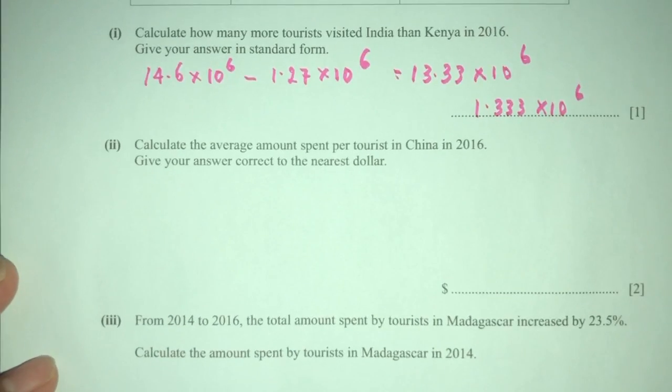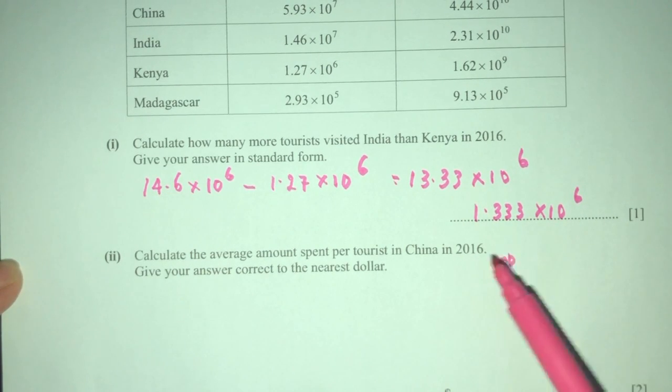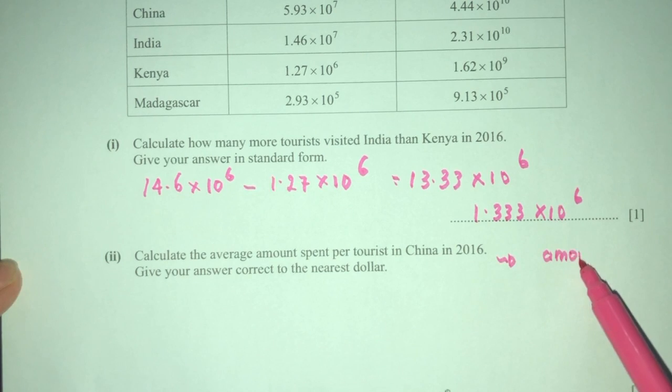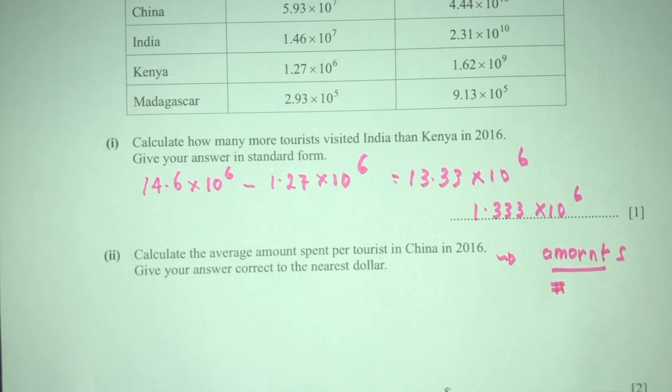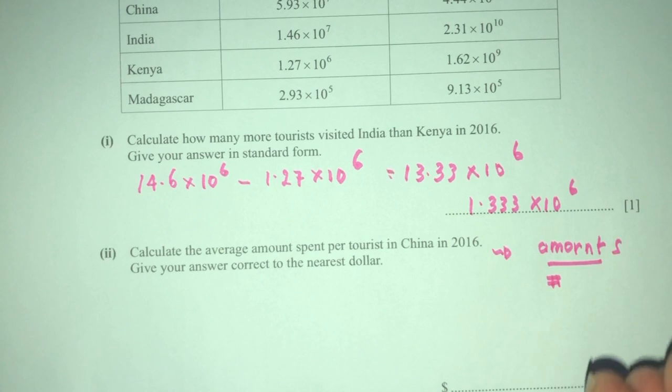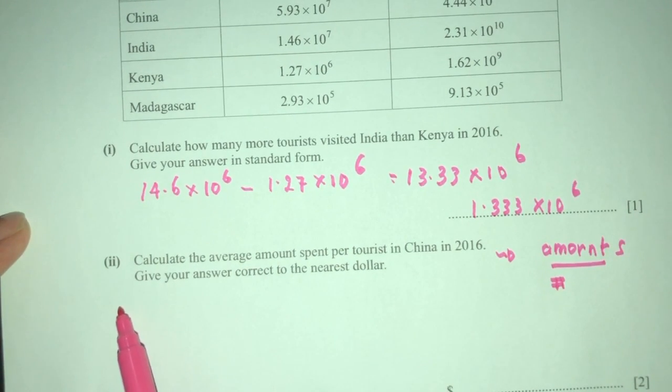Now for part 2, we have to find the average amount spent per tourist in China in 2016. So how do you find the average amount? It will be the amount spent divided by the number of people. Basically, to find the average amount spent by one person, we have to find the total amount spent divided by the number of people. So the answer will be the amount spent per person. This is by definition of what an average is. Right, so let's see the answer.